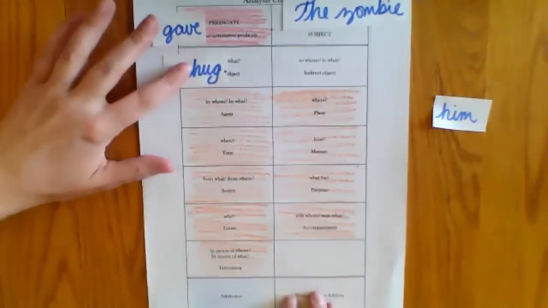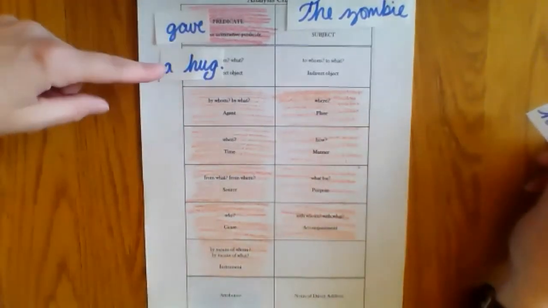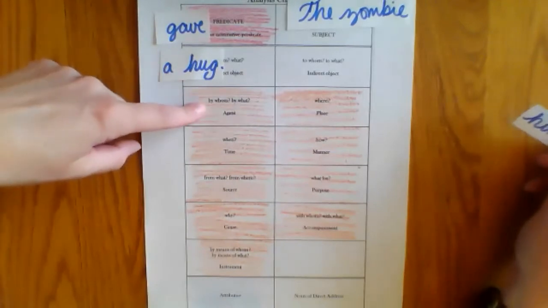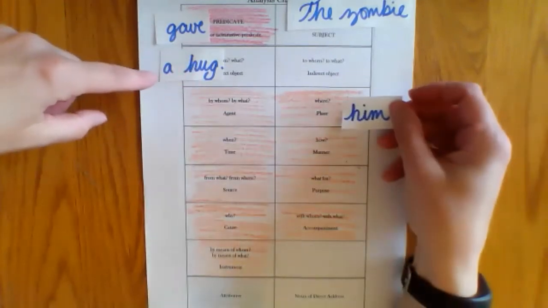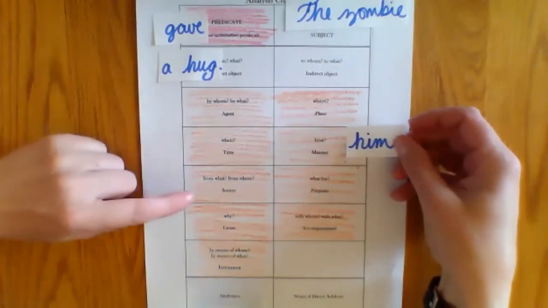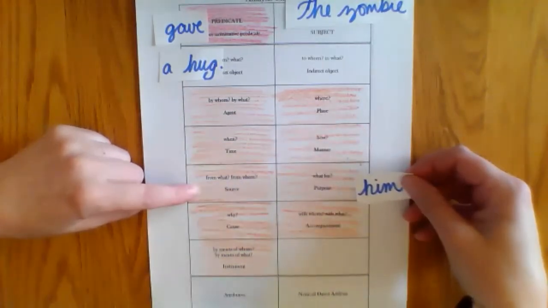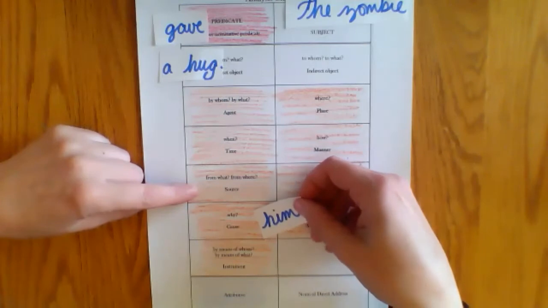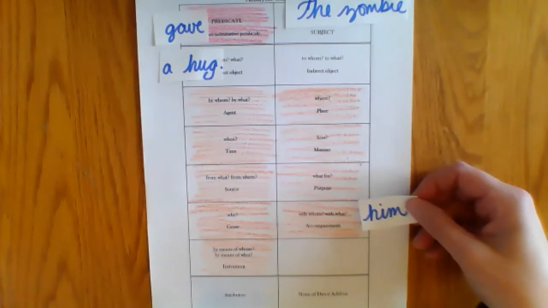Okay, let's see. Let's read our questions. Do you think it's one of our orange arrows? The zombie gave by whom, by what a hug? Him? Mm. The zombie gave where him? Mm-mm. When him? Mm-mm. How him? No. From what or from where him? What for him? No. Why him? Mm. With whom, with what? Him? By means of whom, by means of what? Him. None of them work.